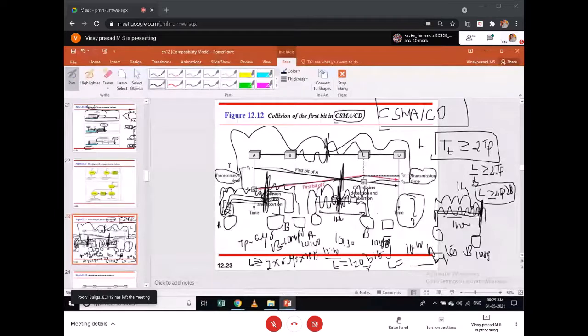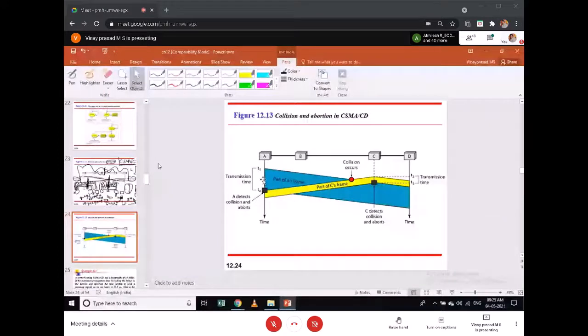Okay. So the next one you can see here is what they have written. The collision signal should come back to station A at that time. If this station is still transmitting, then it will detect the collision. Then it will abort the transmission of the data. Here also the same thing, and this was the transmission time of station C before and after transmitting, and the collision signal will be received.